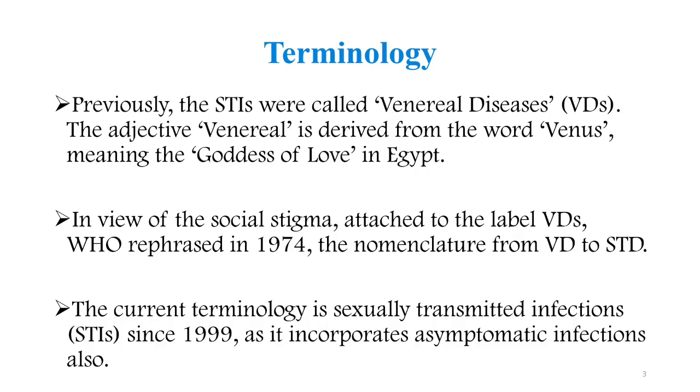Now come to the terminology portion. Previously, the STIs were called venereal diseases. The adjective venereal is derived from the word Venus, meaning the goddess of love in Egypt. In view of the social stigma attached to the label VD, WHO rephrased in 1974 the nomenclature from VD to STD, that means sexually transmitted disease. The current terminology is sexually transmitted infections since 1999, as it incorporates asymptomatic infections also.